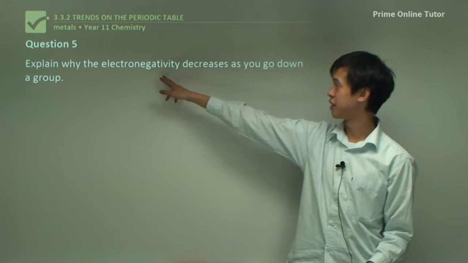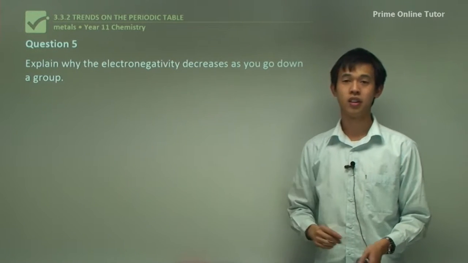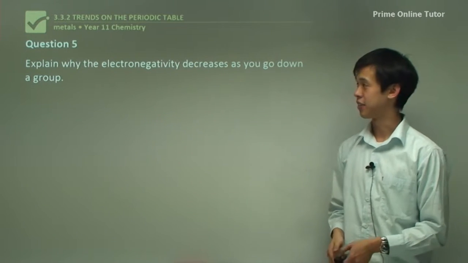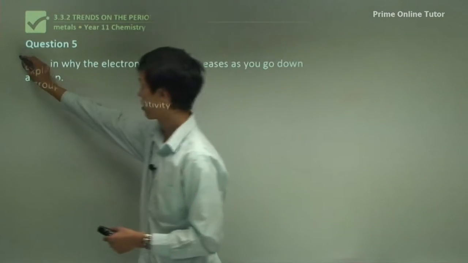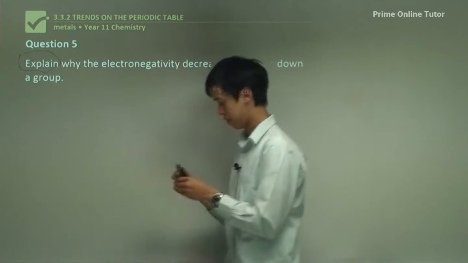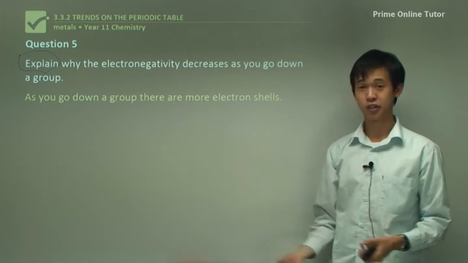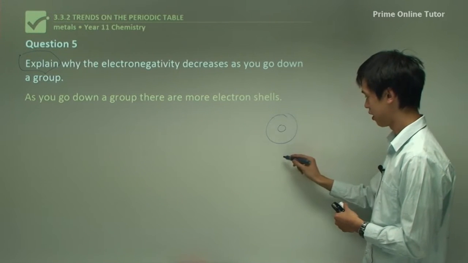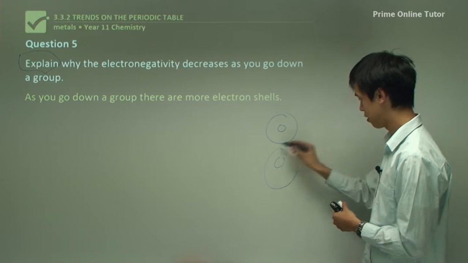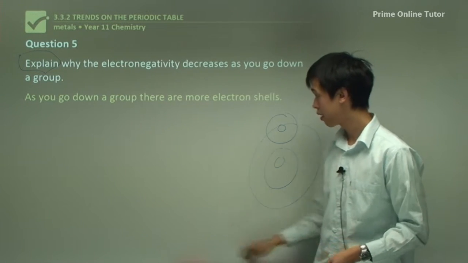Explain why the electronegativity decreases as you go down a group. So as we go down the groups, why does the electronegativity decrease? Again, we're looking at the explain verb. As you go down a group, there are more electron shells. If we look at the first one, there'll be this many, then the second one, there may be 2, and so on and so forth as you go down.